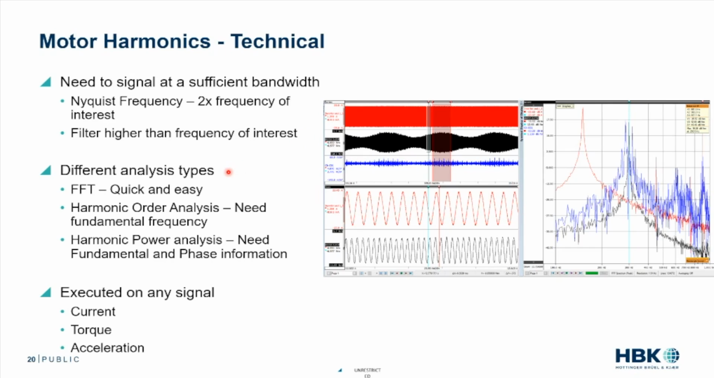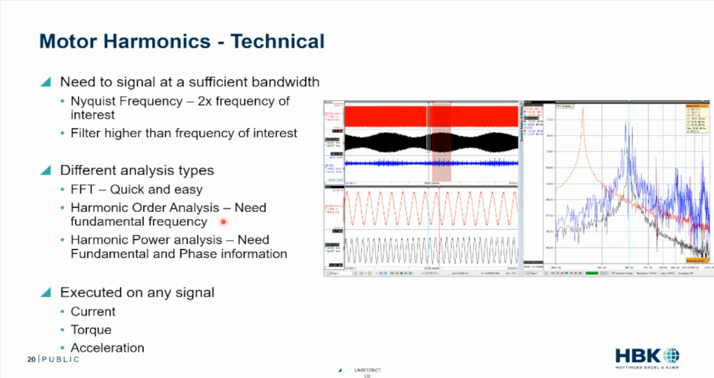We have a variety of different analysis types we can do. All of them rely off of Fourier analysis, but we have the FFT, which is featured here. It's really quick and easy, but it might actually give us too much information typically. We could do a harmonic order analysis where we do it based off the speed of the machine. But in this case, we need to know about the fundamental frequency, and I'll touch on each of these a little bit more.